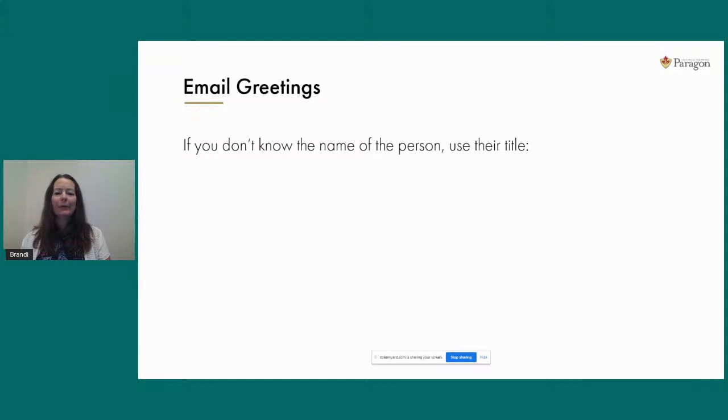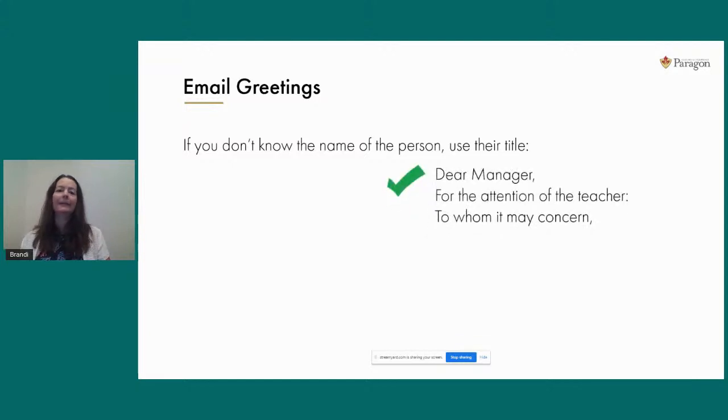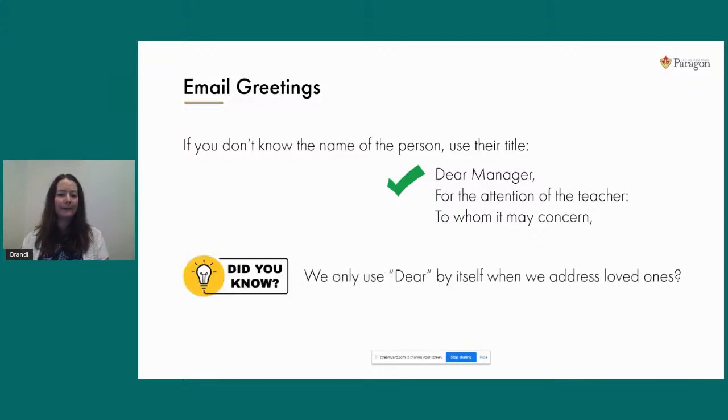All right, now if you don't know the name of the person, like in the email example we looked at today here, you can use their title. So in the grocery store example, we could simply say, Dear Manager. You notice we've got a capital letter M there, so that's fine. For the attention of the teacher, or to whom it may concern. All of those are fine when you don't know who you're writing to.